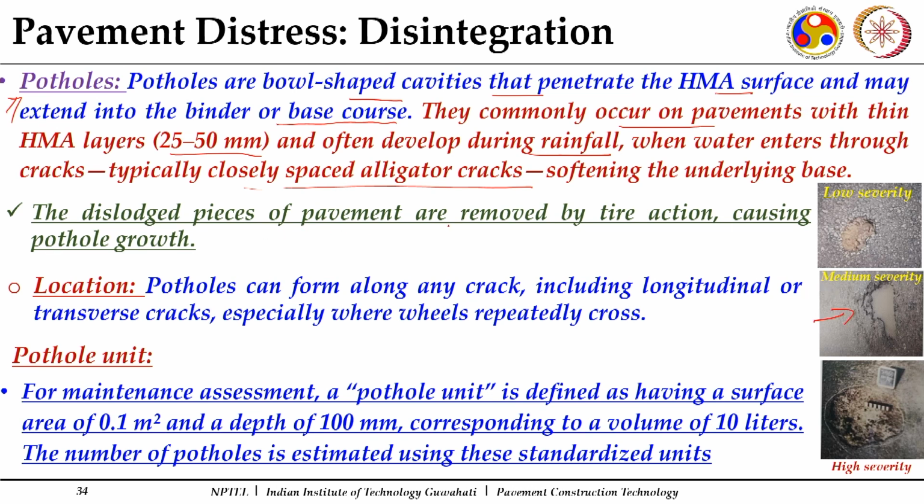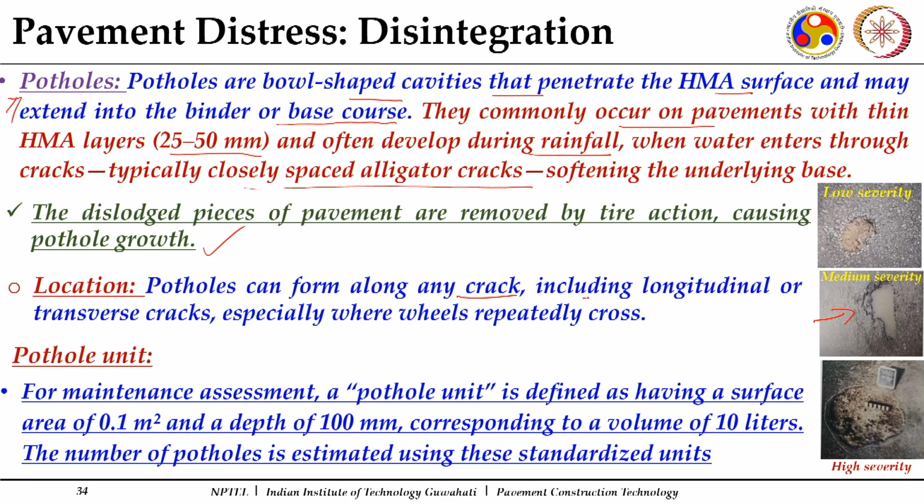So the dislodged pieces of pavement are removed by tire action. If alligator cracks are in high severity condition, then some of the pieces get dislodged by the tires, water gets accommodated inside, it further damages your surface and then finally it leads to the formation of a pothole. Now it can occur along a crack, including a longitudinal or transverse crack, especially where the wheel repeatedly crosses.